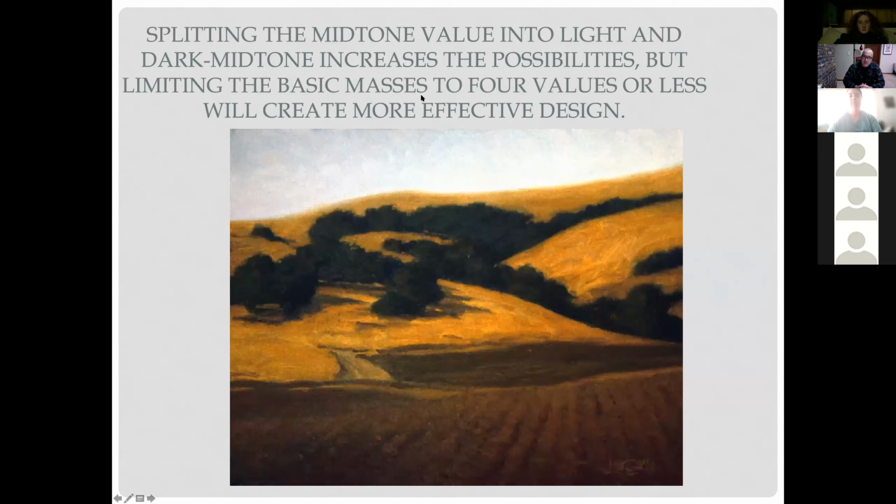So splitting the midtone value into light and dark midtones increases the possibilities, but limiting the basic masses to 4 values or less will create a more effective design. So when you think about the larger shapes you're creating out of value, if you limit yourself to 3 or 4, you're going to have a more effective composition. Does that make sense to everybody? Anybody have any questions about that? Is anybody not getting that?